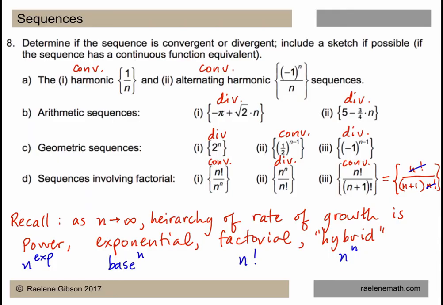Here are the results for each sequence. Both the harmonic and alternating harmonic sequences have a horizontal asymptote, if you will, or an existing end behavior limit, and so both sequences converge. The arithmetic sequences both diverge. We see when we plot these, let's take a look at the second one. It's a bit easier for me to remember the numbers.